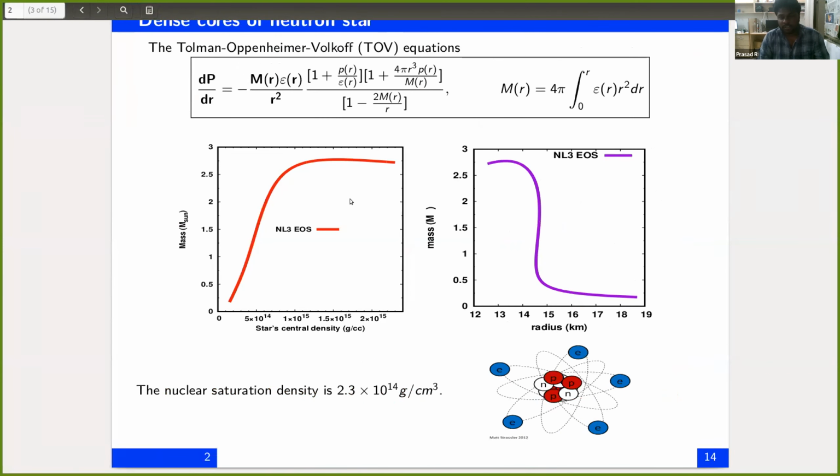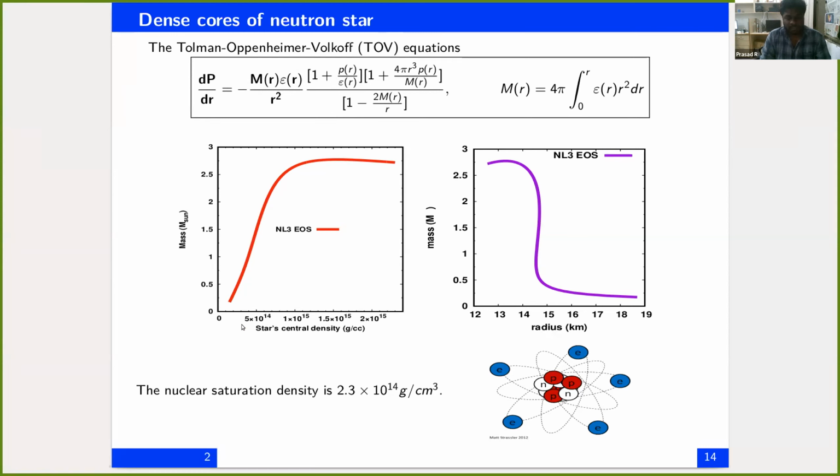The motivation for this comes from the dense cores which are present inside the neutron star. The neutron star structure can be obtained by solving the TOV equations. The TOV equations are hydrostatic equilibrium equations, same as that of Newtonian gravity, with some terms which are special relativistic and GR corrections. This is the mass sequence for a neutron star.